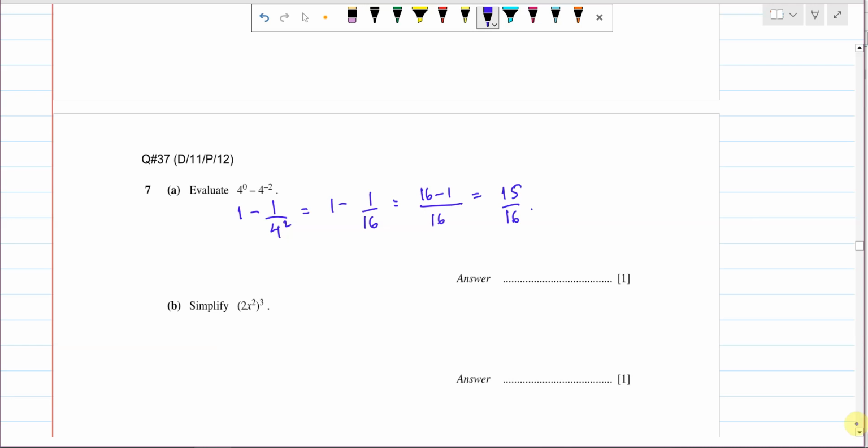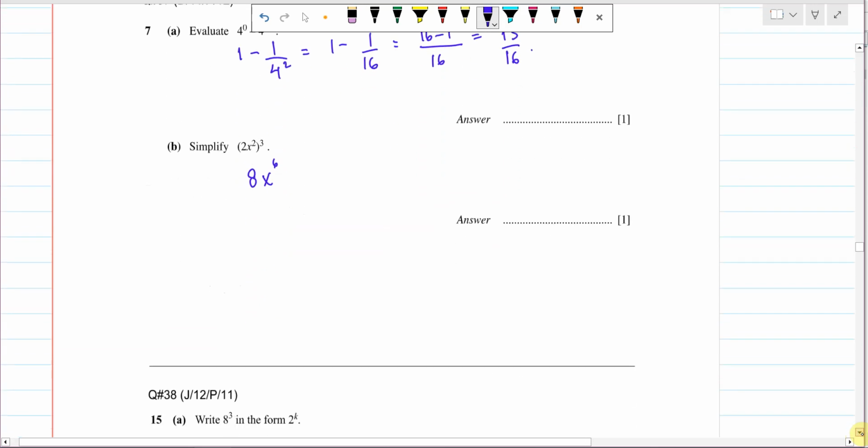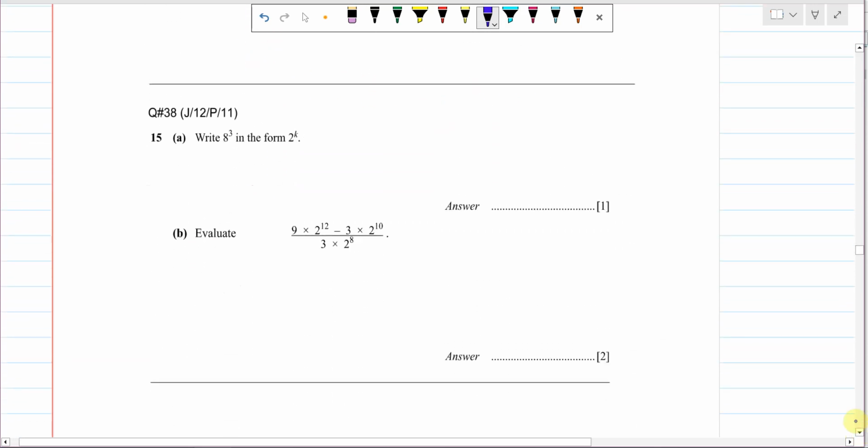2 ka cube, it's 8 and x to the power 2, 3s are 6. Write 8 cube in the form of 2 power k. So you got 8 cube. I need to write it in the form of 2. So instead of 8 cube, I can say that power cube. And what is 8? 8 is 2 power 3. So power multiplies with the power, so that will be 2 power 9, and we need to show that in the form of 2 power k. So basically we got the answer for k, and that is equals to 9.